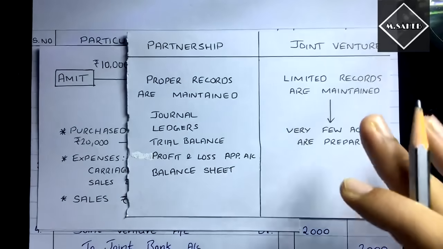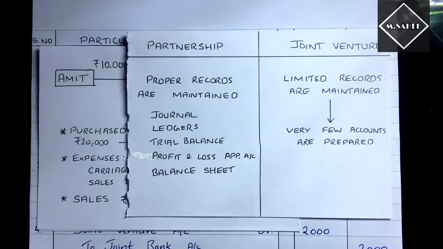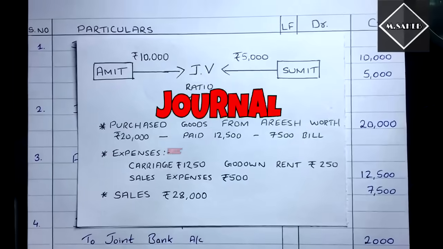So these were the essential differences that you need to understand before solving the problem. I hope you have understood that. Now let's go to the journal entries. Now let's see the journal entries.